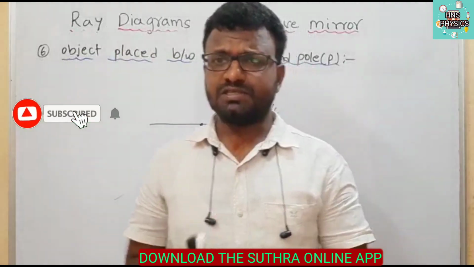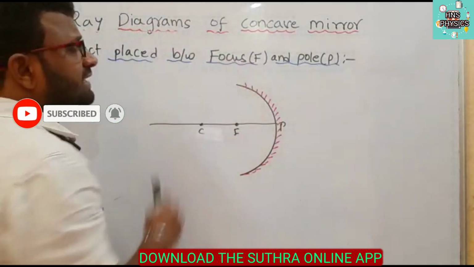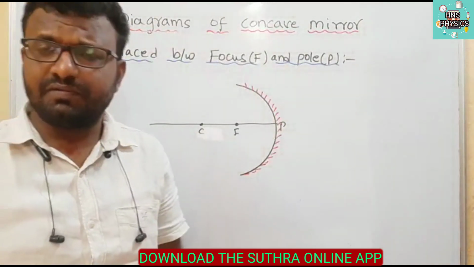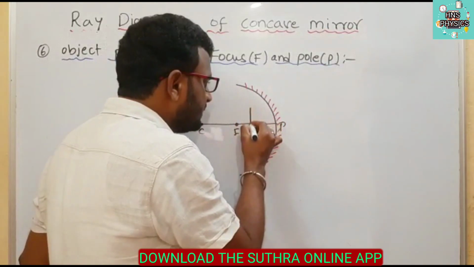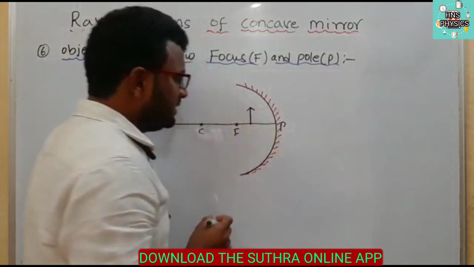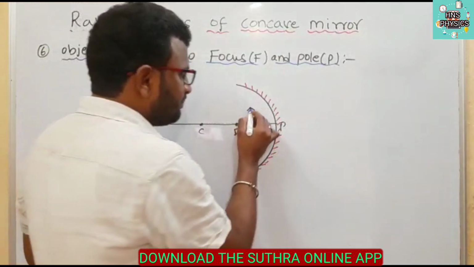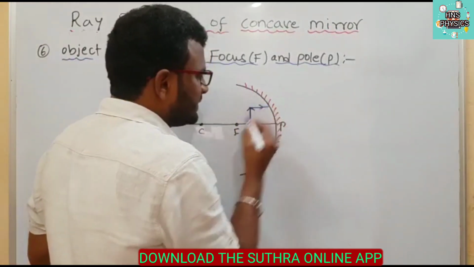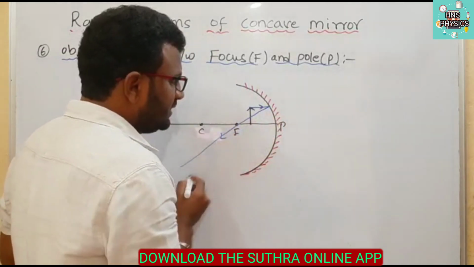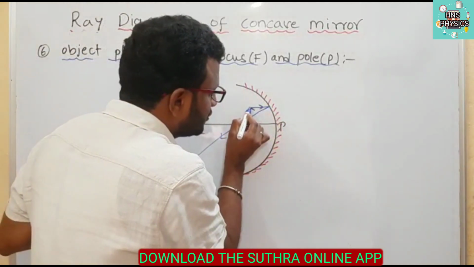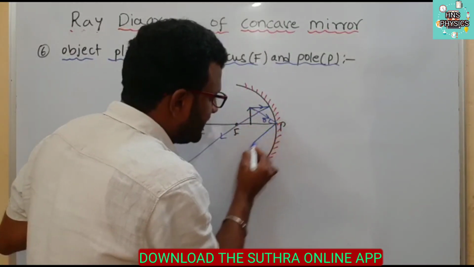Now come to the sixth one. When an object is placed between focus and pole, between F and P. So I am taking the first rule. One ray is passing parallel to the principal axis. After reflection, it passes through focus. Then I am taking the fourth rule. When the ray is incident at the pole with an angle theta, with the same angle it reflects back.